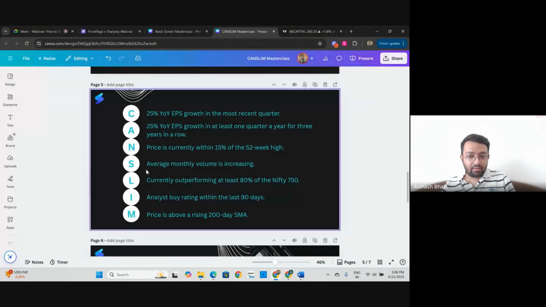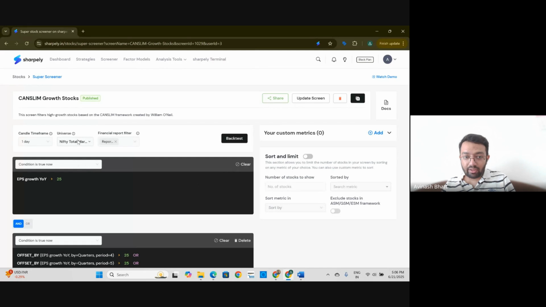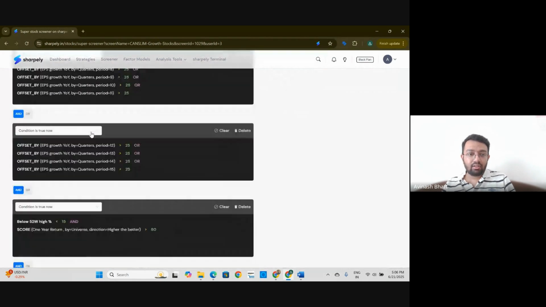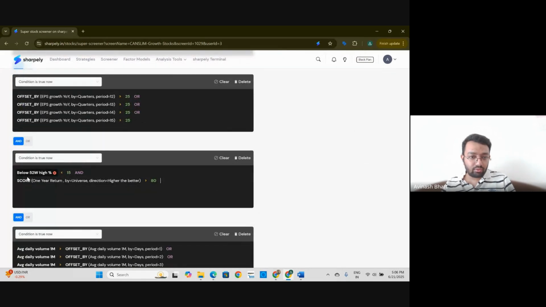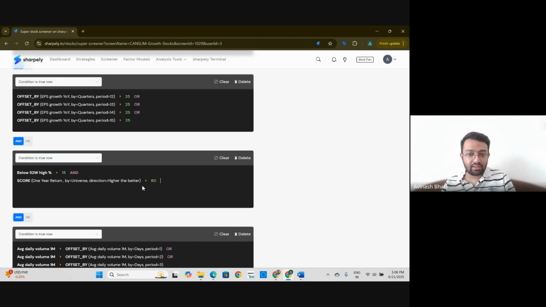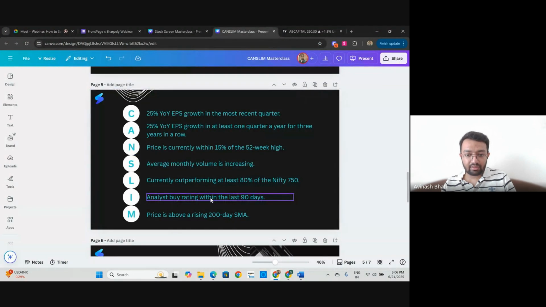And then we are currently outperforming almost 80% of the Nifty 750 stocks. So as you can see, our universe is the Nifty Total Market index, that is Nifty 750. And we have used the score function to basically filter the top 20% stocks based on 1 year return. So 1 year return of Nifty 750, all the stocks is considered, and then score should be above 80. So the top 20 percentile will get filtered there.